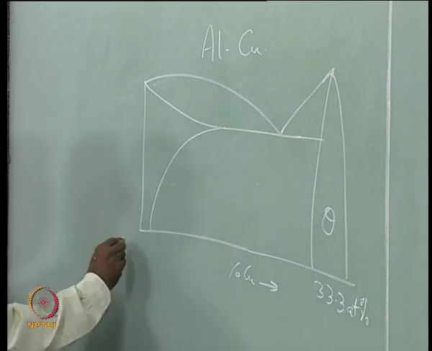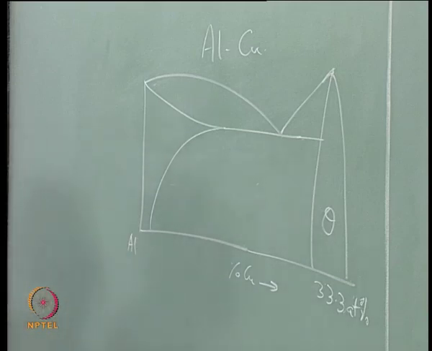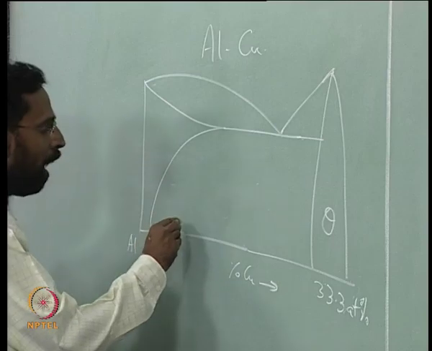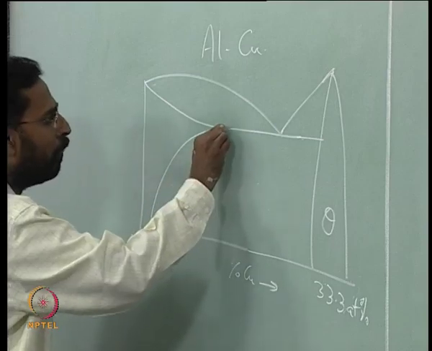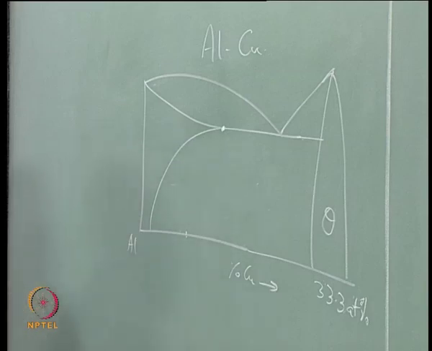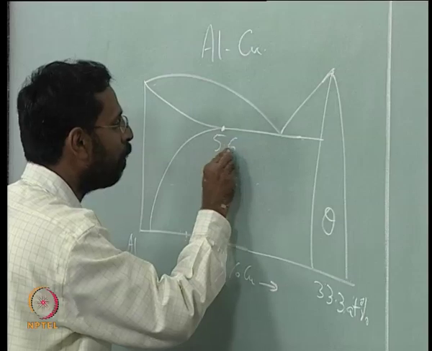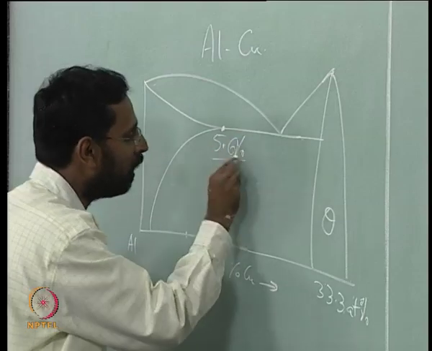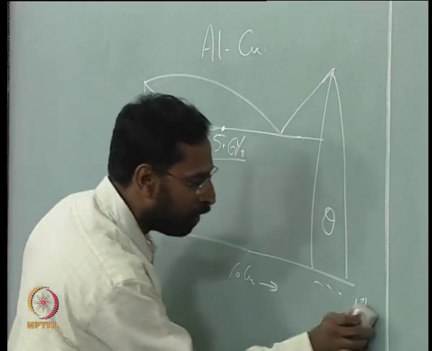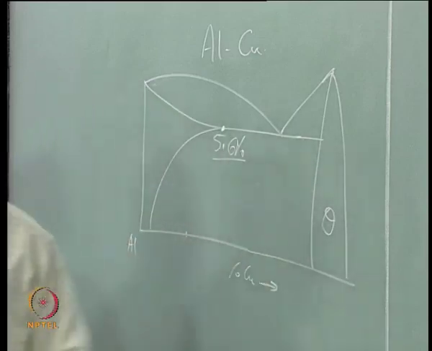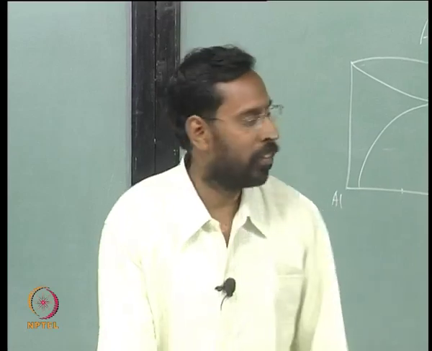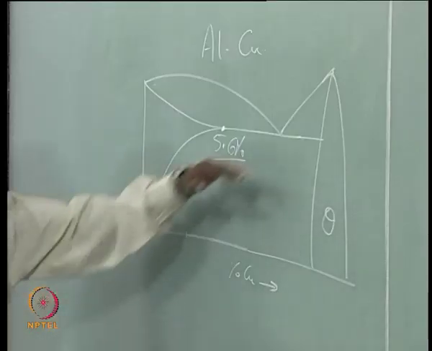So anyway, this is pure aluminum on this side, and when we are talking about precipitation, what we are talking about is taking an alloy of some composition like this. And what is this composition? Approximately 5.6%, though different books will say differently, but whatever we are talking about here is weight percent, remember. Most of the commercial phase diagrams that we talk about are all in weight percent. So this is 5.6%.